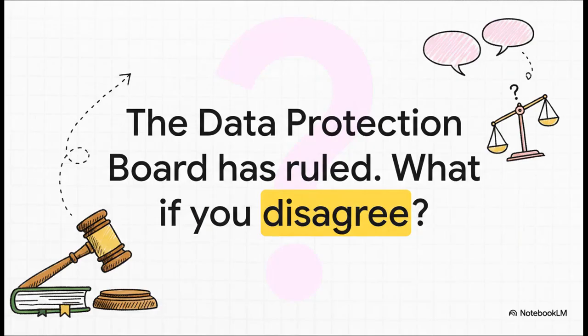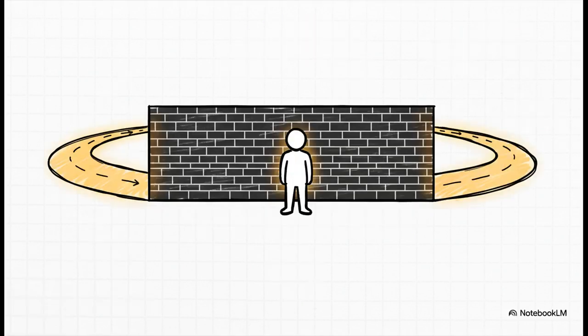Okay, so just imagine this for a second. You've gone to the Data Protection Board about an issue with your personal data. They've looked into it, and they've made a ruling, but you completely disagree with it. What do you do now? Is that the end of the road? Well, the good news is you're definitely not stuck. The DPDP Act actually gives you some really powerful options to take things further. So in this explainer, we're going to walk through exactly what those choices are so you know your rights inside and out.